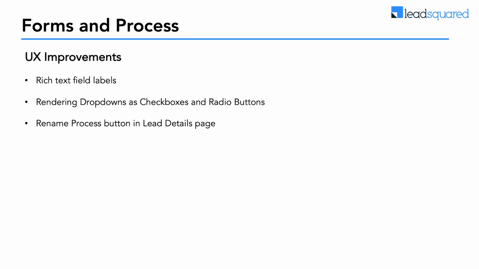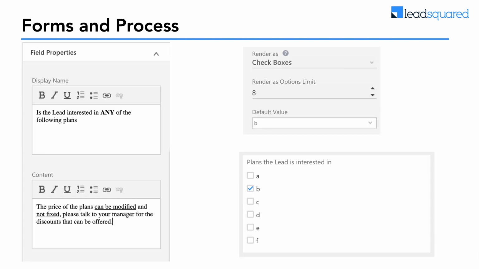We are allowing rendering of drop downs as checkboxes. I'll discuss a little bit on this a little later. And finally, we are allowing tenants to rename process button in lead details page. So essentially, we'll talk about these a little bit deeper.